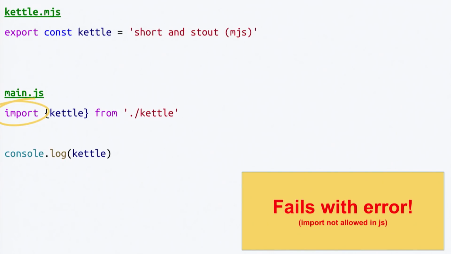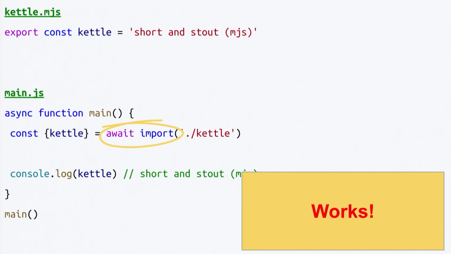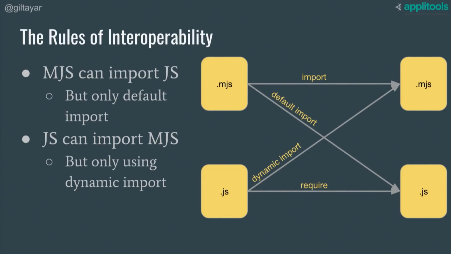I can't use import in CJS because CJS doesn't allow it. So what do? I use dynamic imports. So import as a statement doesn't work, but await import as a function dynamically does work. So whenever I want to import an ESM module, I have to await import it dynamically. So those are the rules of interoperability. Default export from ESM to CJS, and dynamic import from CJS to ESM.